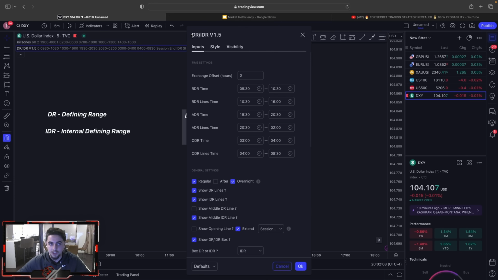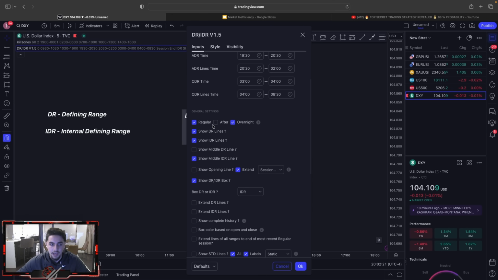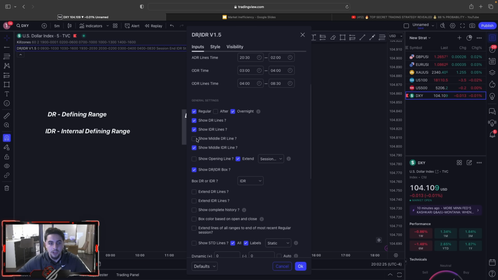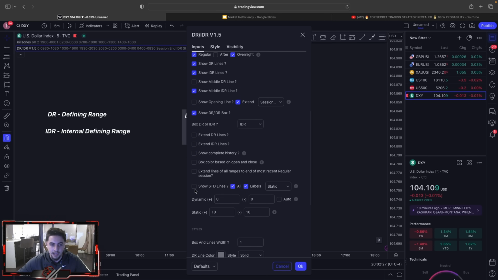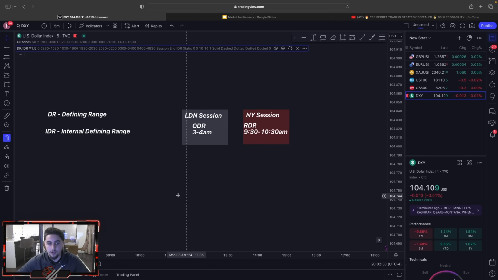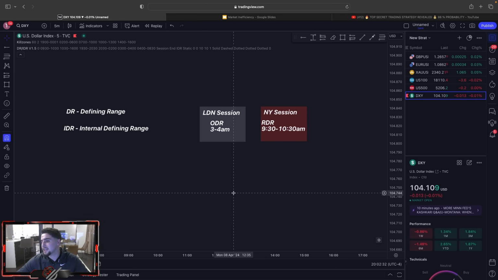So if I show you guys now, just search DR/IDR on the indicators using TradingView, and these are the settings you need. The most important thing is the RDR time, 9:30 to 10:30, and the ODR time, which is 3 to 4 a.m. So just make sure that is correct. You can tick the after one off because we don't trade the Asian session DR. You can remove the opening line, and you can get rid of the show standard deviation line. Okay, let's get into it.